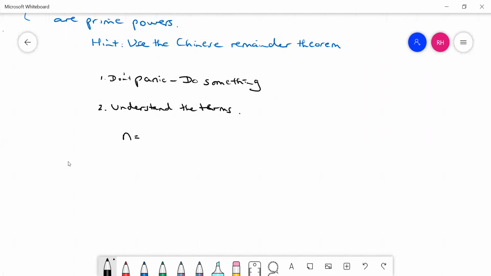So n is a prime power. Actually, the rate I'm going, this might end up being 3 videos. n is a prime power if n equals p to the a, where p is a prime, and a is a positive integer.